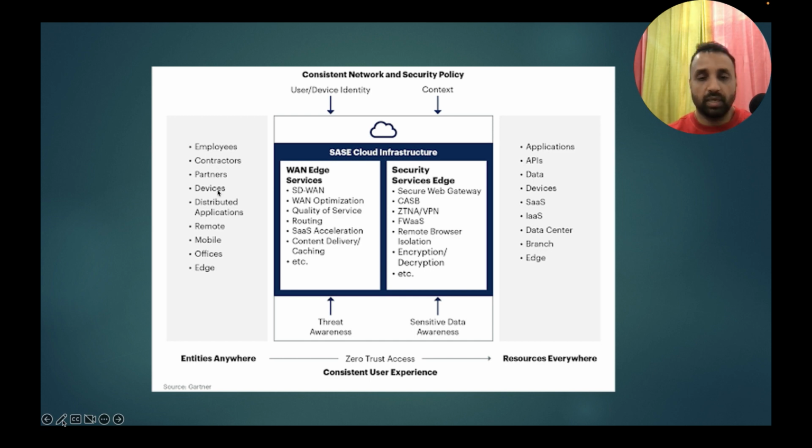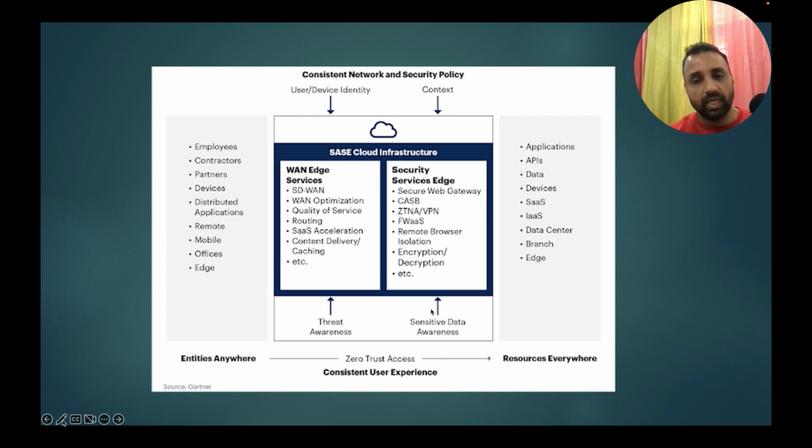Now, what is eventually happening is any entities, whether they're employees, contractors, partners, or devices, mobile users, etc., they can connect to the corporate resources anywhere. These resources can be applications, data, devices, etc. I can be anywhere and I can access my company's infrastructure in a zero trust manner. Call it a more secure manner. I'll do an episode on zero trust network sometime later. And what this infrastructure or SASE provides is an integrated capability.